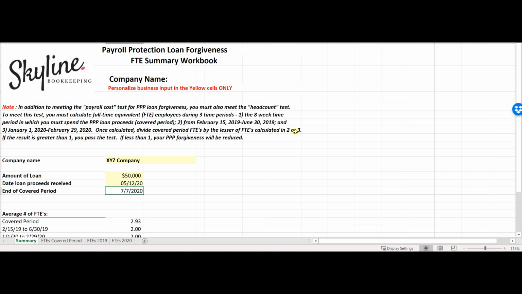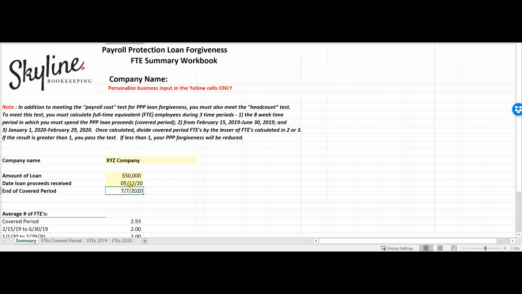So then when you have that information, we're going to go back to that spreadsheet and make sure that we're entering in that information. You're only able to enter in information into the highlighted portions of this spreadsheet. Everything else is password protected in order to protect the formulas in the cells. So once I have all of my payroll information in front of me, I want to go ahead and enter in my company name. I just have an example here, XYZ Company. And then I want to make sure I enter in the total amount of the loan I received. For example, I'm saying that I received $50,000 in PPP funds.